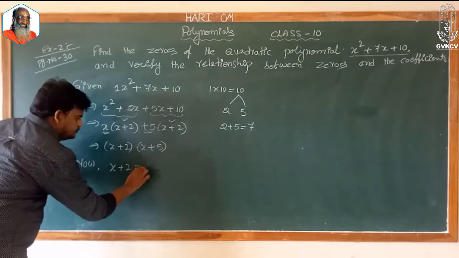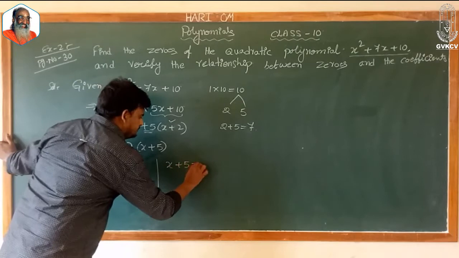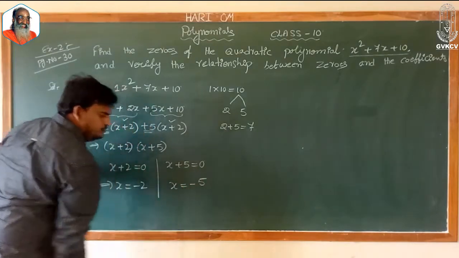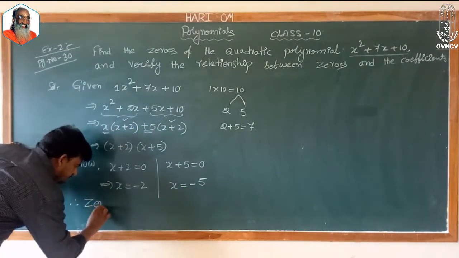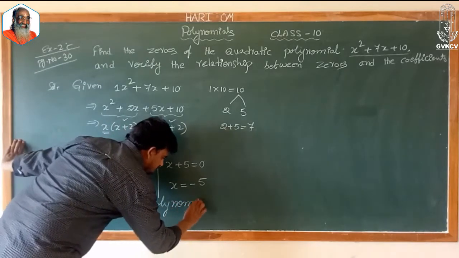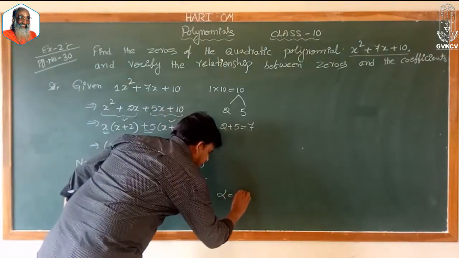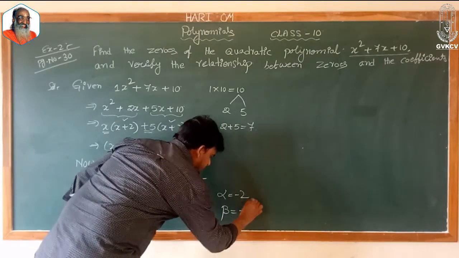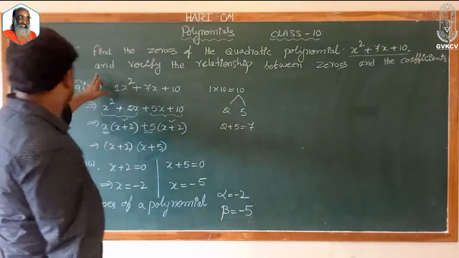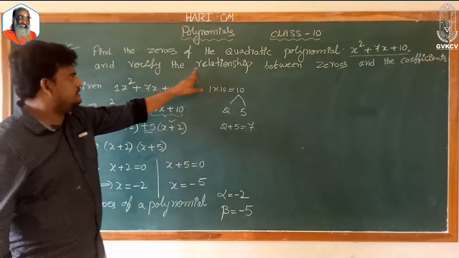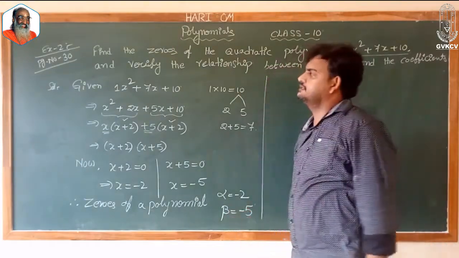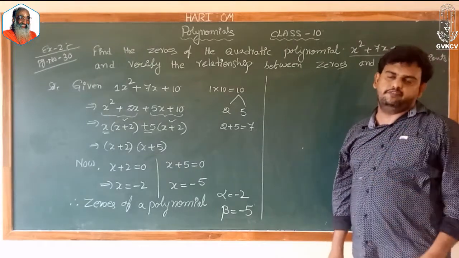Now, x plus 2 is equal to 0 and x plus 5 is equal to 0. That implies x is equal to minus 2 and x is equal to minus 5. So therefore, the zeros of the polynomial are alpha is equal to minus 2 and beta is equal to minus 5. Now I have the zeros of the polynomial. Next, what is given? Verify the relationship between zeros and the coefficients.